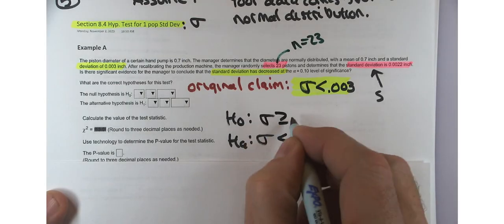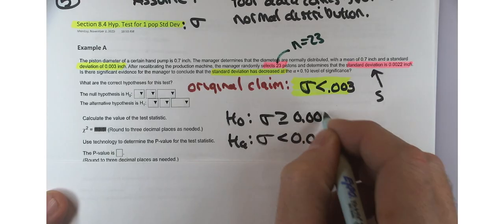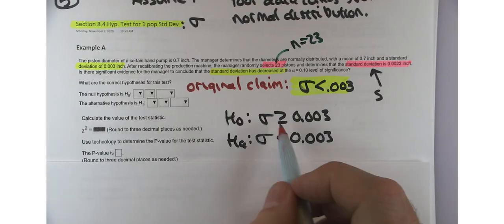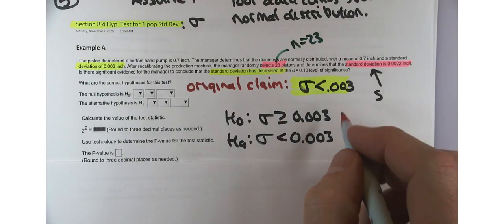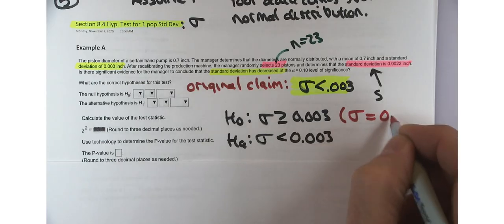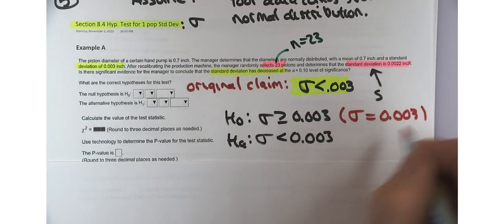Greater than or equal to. Now, just a reminder, when you're doing this in my stat lab, they're not going to give you the less than or equal to or greater than or equal to option. What are they going to write there instead? Equal. And that's for my stat lab.